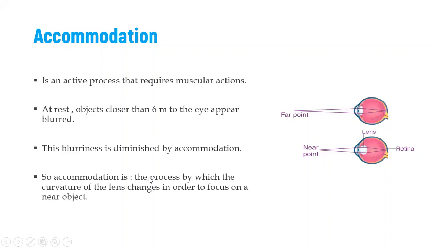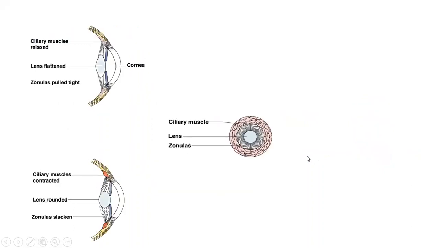So what is this accommodation? It is the process by which the curvature of the lens changes in order to focus light at the retina. As you can see here, a far object will require the lens to change its curvature. A near object will also require the lens to change its curvature, so that the ultimate result is that the image is formed at the retina.